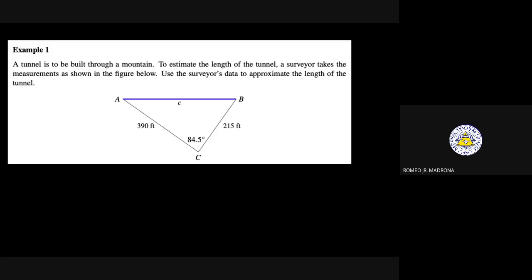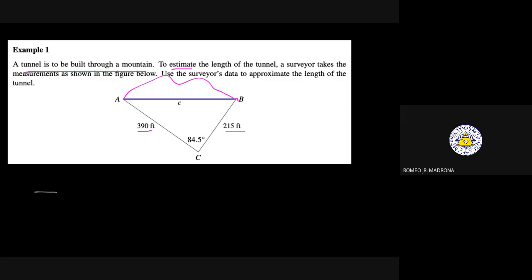Ano ba mahirap-hirap? Sige, dito na tayo. Alright, so example number 1, under law of cosines, a tunnel, white pala. Let me change the color. A tunnel is to be built through the mountain. Wow. So, ito yung mountain natin. Now, to estimate the length of the tunnel, so estimation lang siya. A surveyor takes the measurements as shown in figure. Ito. So, mga estimation values na to. Use the surveyor's data to approximate the length of the tunnel. So, it means we're using whole number here.